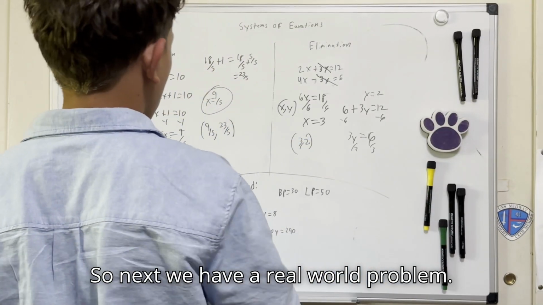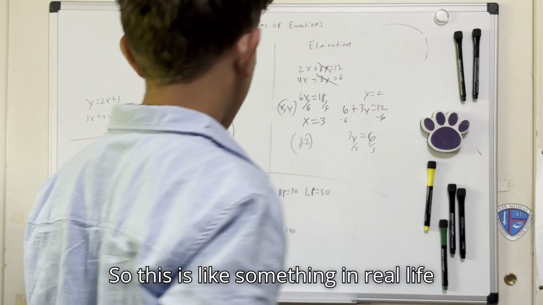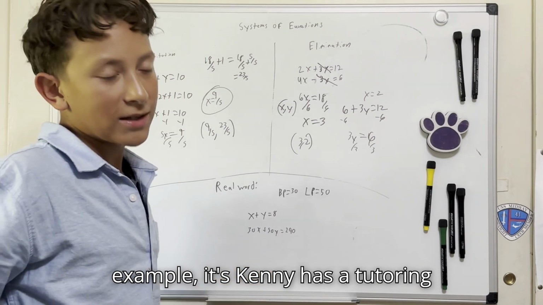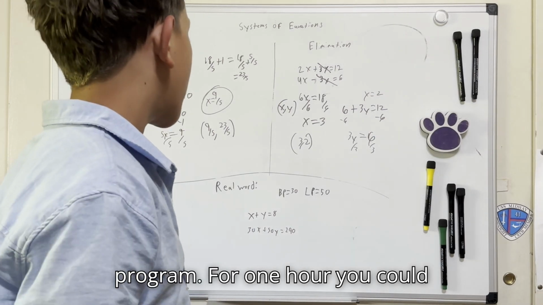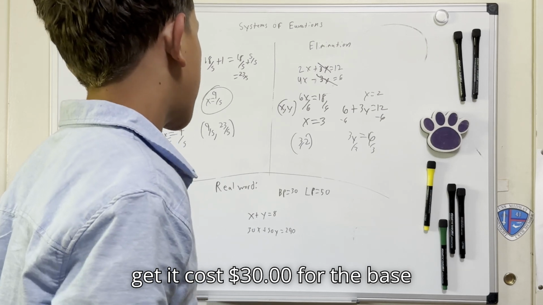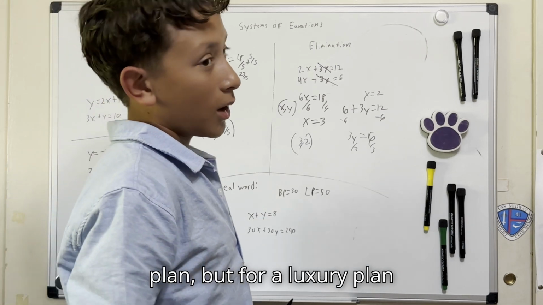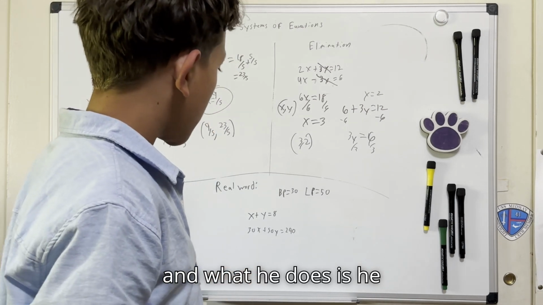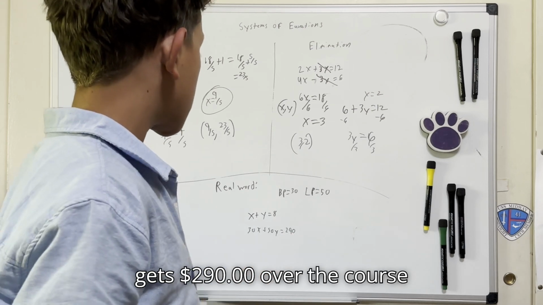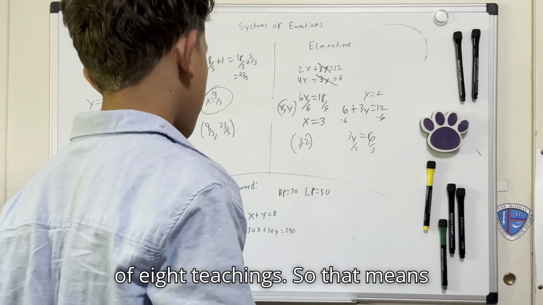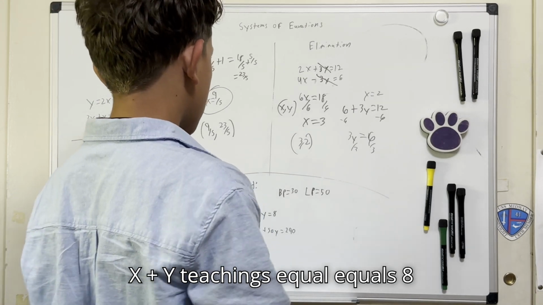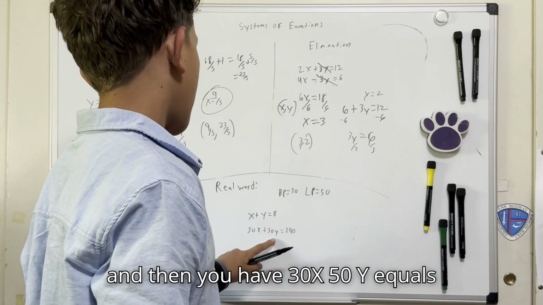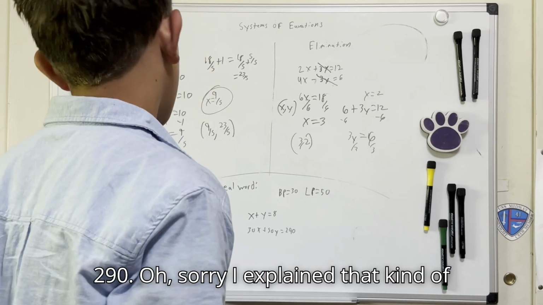So next we have a real world problem. So this is something in real life that you could use. So for my example, Kenny has a tutoring program. For 1 hour, it costs $30 for the base plan. But for a luxury plan, LP, it's $50. And what he does is he gets $290 over the course of 8 teachings. So that means x plus y teachings equals 8. And then you have 30x plus 50y equals 290. Sorry, I explained that kind of badly.